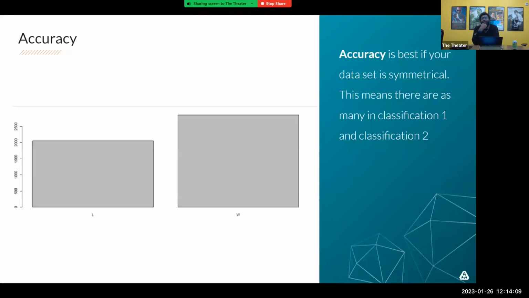This is the one that everybody is most familiar with likely. It's just how many times did you get it right over how many observations were there total, so how many at bats. And this is pretty easy when you have a more symmetrical data set. So especially if you're playing a zero-sum game, then you can use accuracy because somebody has to win, somebody has to lose. And each use case is as likely to happen as the other one, even though this data here isn't super symmetrical.